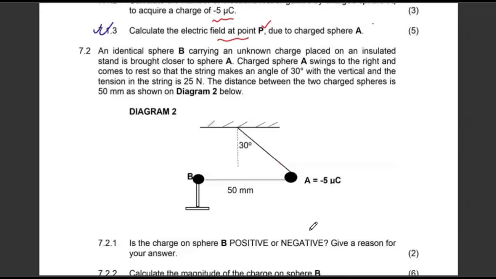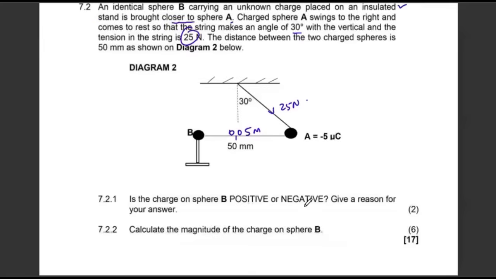7.2. There is an identical sphere B that is carrying some charge that we know nothing about on an insulated stand. It's brought closer to sphere A. Then the charged sphere swings to the right. In other words, there's some bit of repulsion. And then the angle created is 30 degrees with the vertical, and there's a tension of 25 newtons. The distance between the two will be 50 millimeters, which will be 0.05 meters.